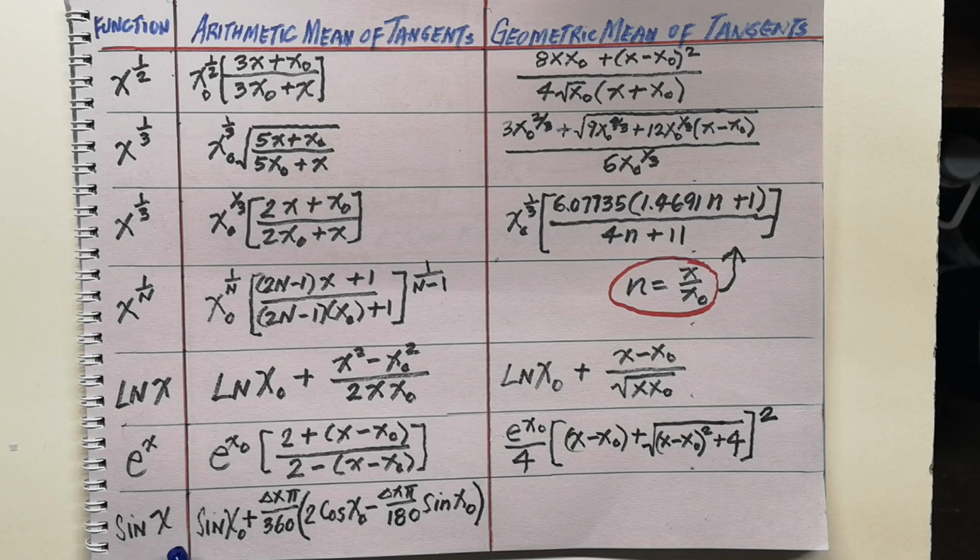Let's say sine of 35, right? So if you want to find sine of 35, that's equal to sine 30, that's a known value, plus 5, that's delta x because it's 5 degrees, 35 minus 30. 5 pi divided by 360 multiplied by 2 cosine 30 minus 5 pi over 180 sine of 30. So that's for the trigonometric function of sine.